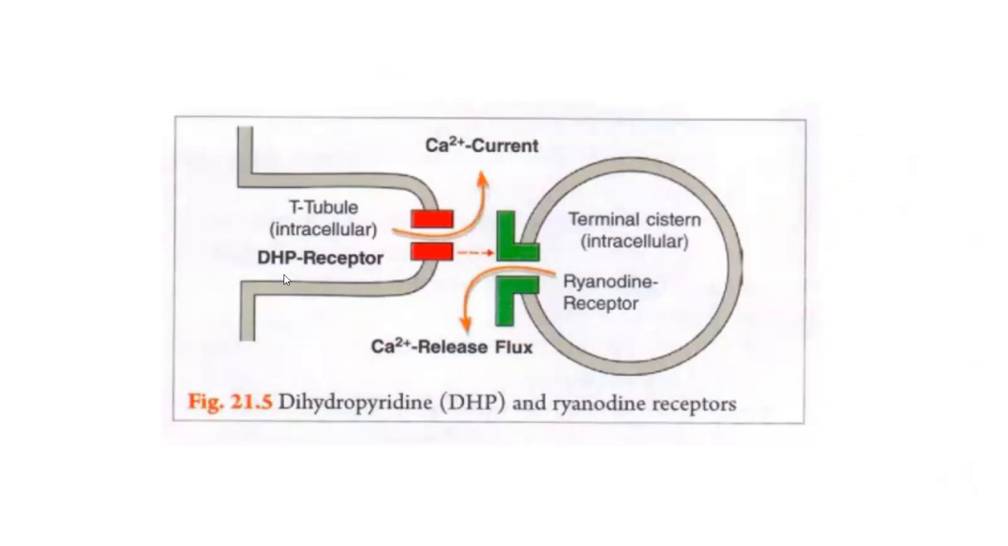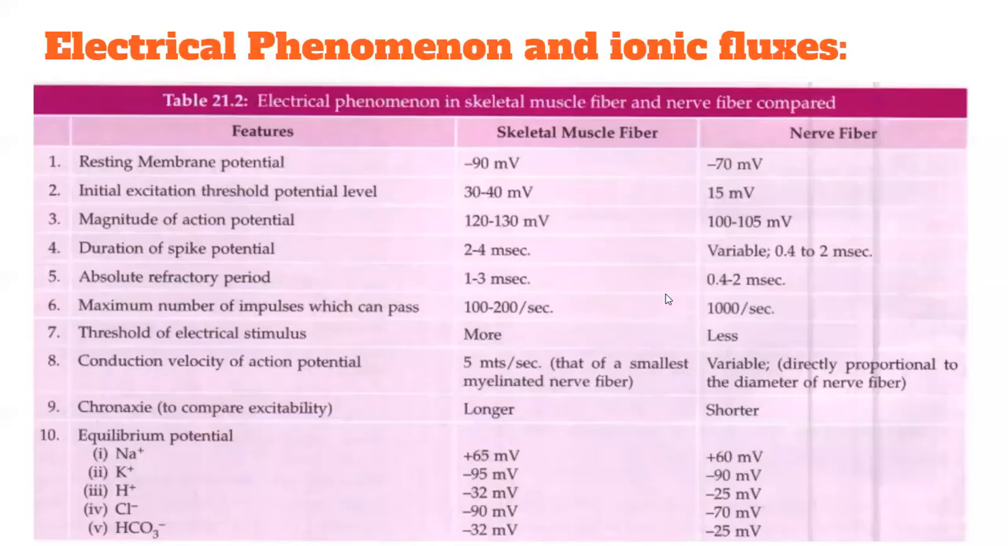So this is voltage gated. Once the depolarization reaches here, calcium from the ECF goes out, enters the cell. And at the same time, because of the flux, there is release of calcium from the cistern, that is the reticulum, inside the cell again. So the ICF concentration of calcium increases.